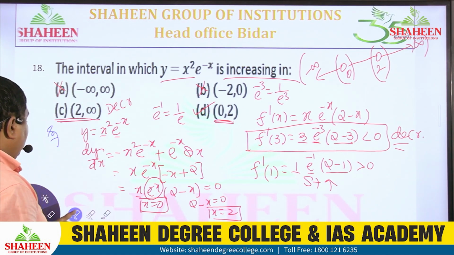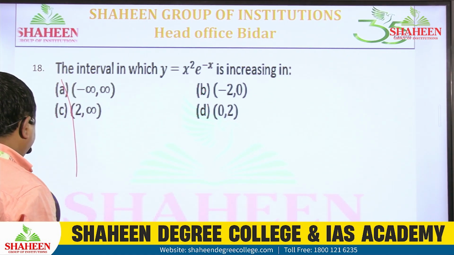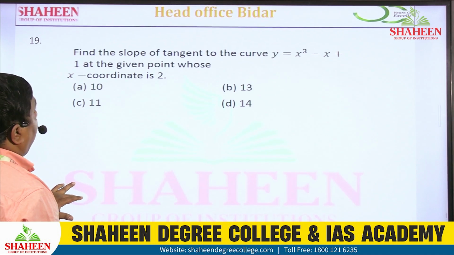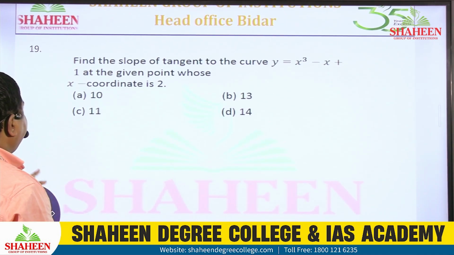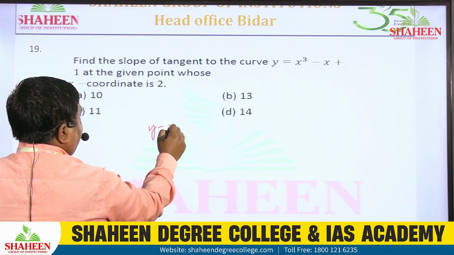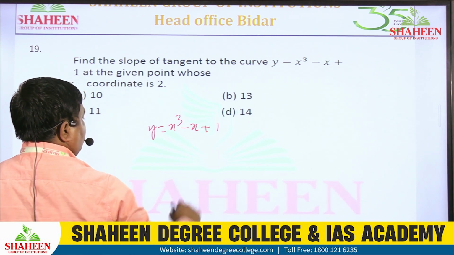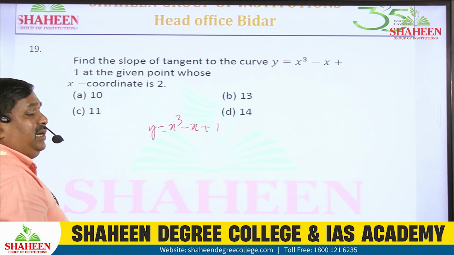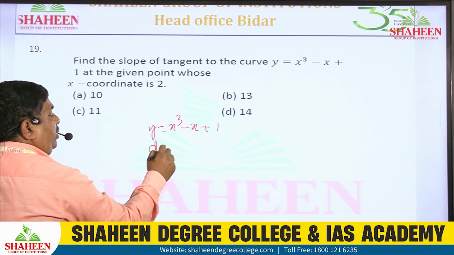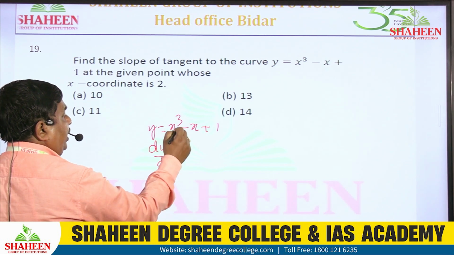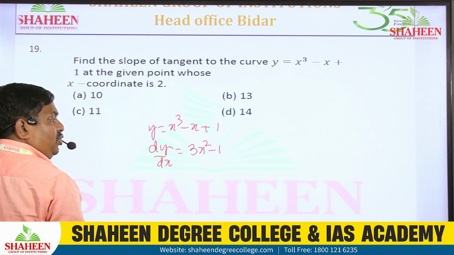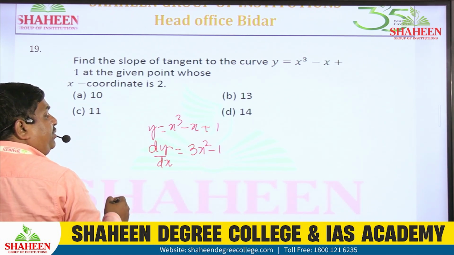Next, we'll move to the next problem. Find the slope of the tangent to the curve y is equal to x cube minus x plus 1. We are finding the slope of the tangent. The slope of the tangent is dy by dx. Differentiating this function, dy by dx is equal to 3x square minus 1, since the derivative of x cube is 3x square, of x is 1, and of the constant is 0.